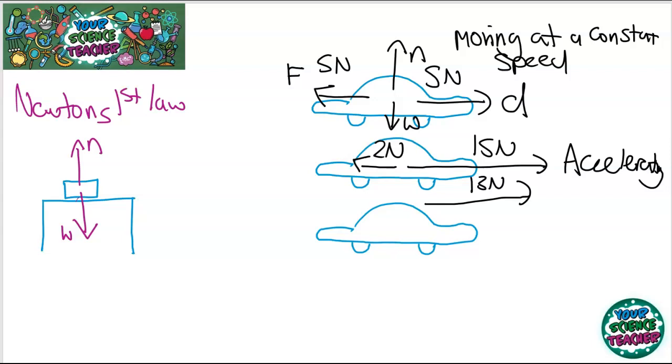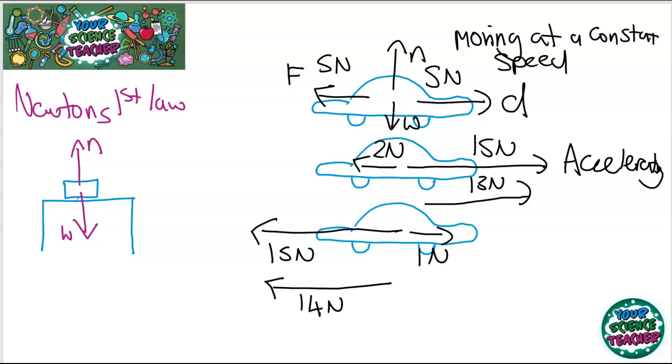Now, what happens if the car is not accelerating and it is decelerating? Well, it's just the opposite. That's where the friction will be a lot larger than the driving force going forward. For example, if this was 15 newtons and this was 1 newton of driving force, the resultant force would be 14 newtons going that way, and the car would be decelerating.